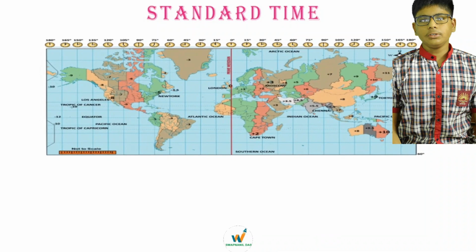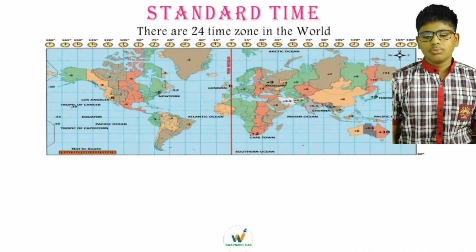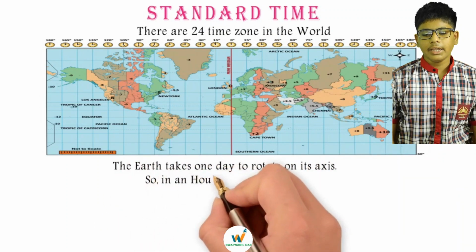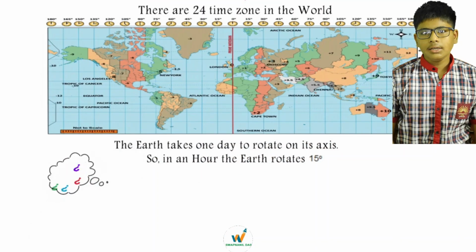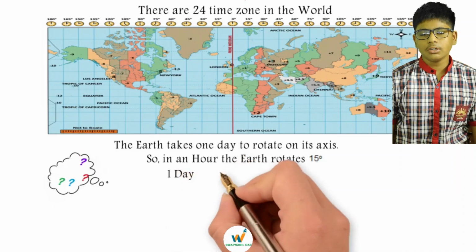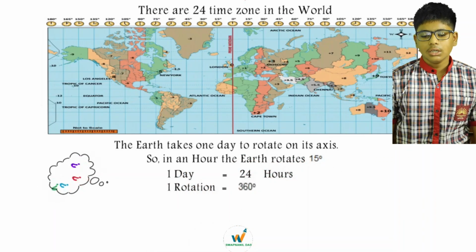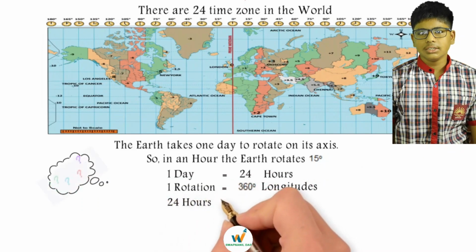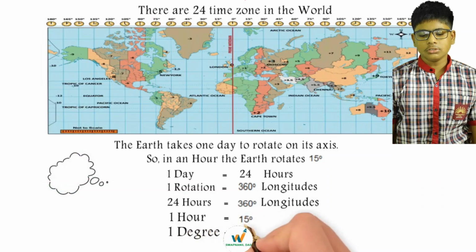There are 24 time zones in the world. The Earth takes 1 day to rotate on its axis. So, in an hour, the Earth rotates 15 degrees. 1 day equals 24 hours. 1 rotation equals 360 degrees of longitude. 24 hours equals 360 degrees of longitude. 1 hour equals 15 degrees of longitude. 1 degree equals 4 minutes.